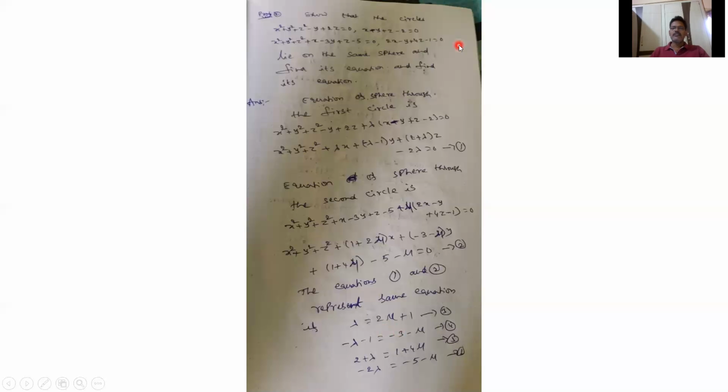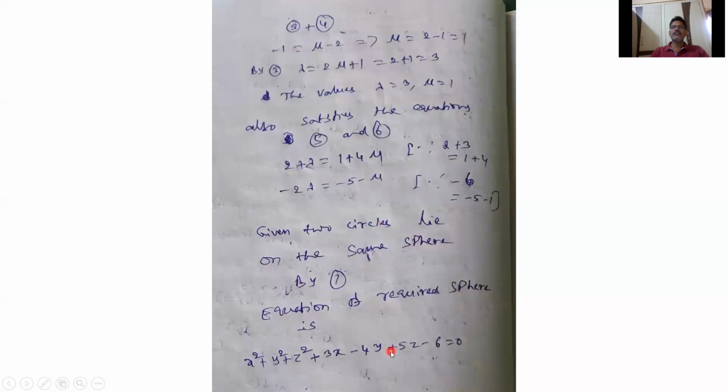So to find lambda and mu, I can solve the equations 3 and 4. Just adding these two, we'll get minus 1 equal to mu minus 2. Taking the left side, mu is equal to 2 minus 1. Finally, we get mu is equal to 1.